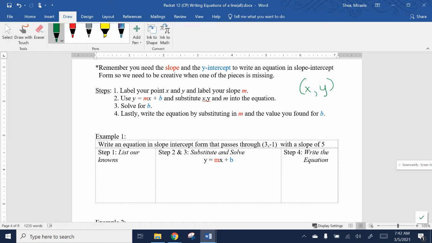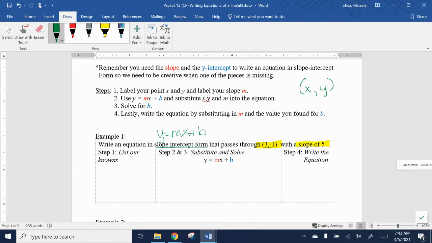So let's look at example 1. Write an equation in slope-intercept form. Remember, that's our y equals mx plus b. You're going to keep hearing me say that. And it says that it passes through (3, -1), and it has a slope of 5.